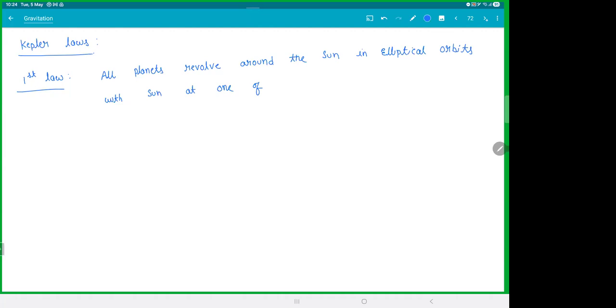So what is Kepler's first law? All planets revolve around the sun in elliptical orbits with the sun at one of the foci.